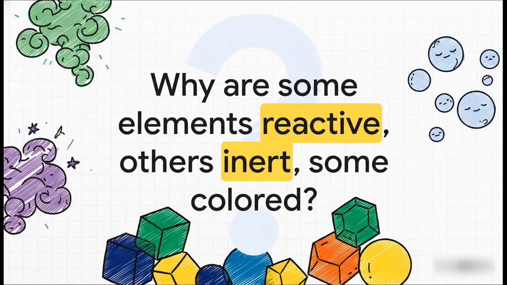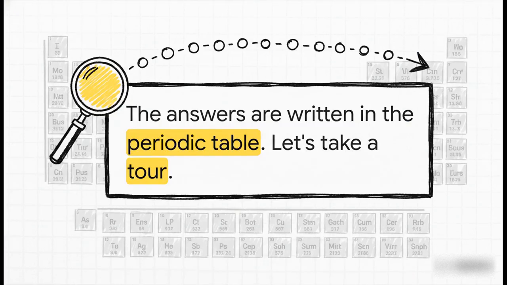It's pretty wild, right? Well, believe it or not, the answers to all of these questions are actually hidden in plain sight, encoded right there in the layout of the periodic table. So think of this explainer as our guided tour. We're going to go and decode those secrets together.